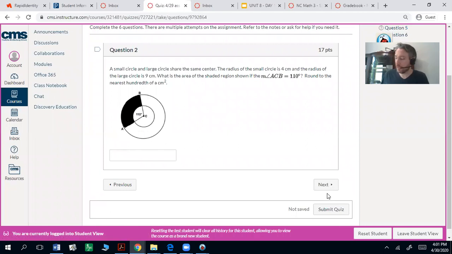Question number 2 is a circle within a circle. I'm going to redraw this here. Okay, so this question gives you the radius of the small circle, which is 4, and the radius of the large circle, which is 9. And it wants to know the area of the shaded region.